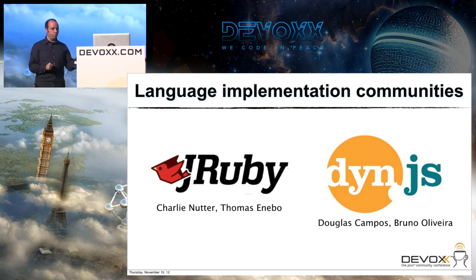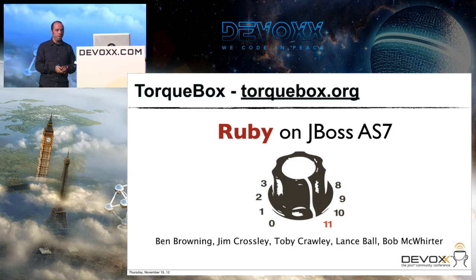And we've got as well, I don't know whether you've heard already of Dynjs, which is a brand new JavaScript implementation for the JVM, which is using invokedynamic operations in order to speed up the execution. Both of these, obviously, with all the source code at JBoss, are open source.